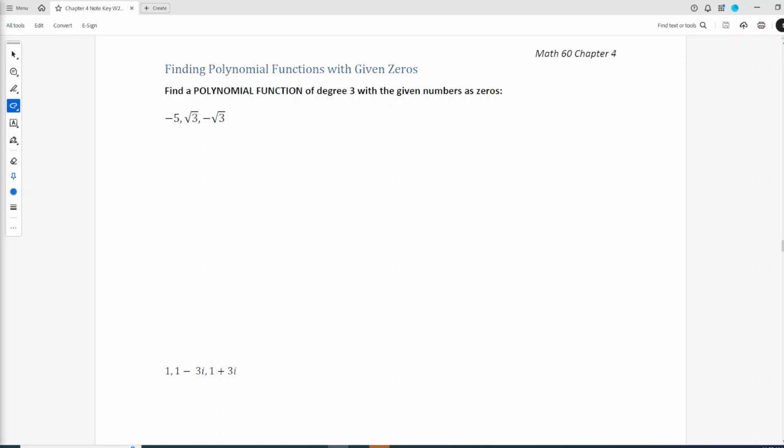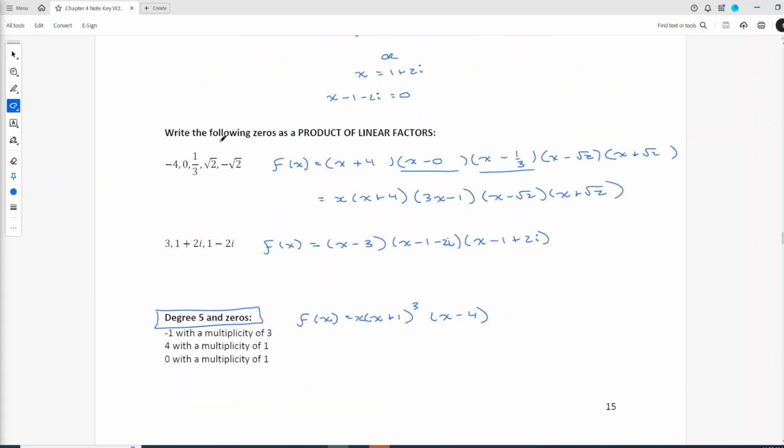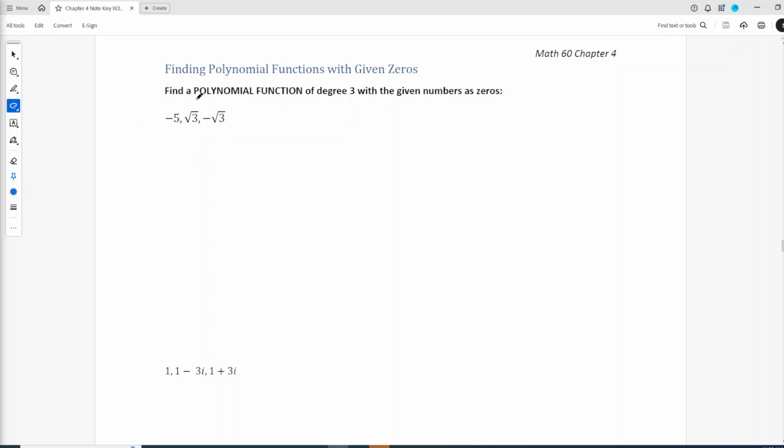This next video is only a small extension on what we just did. So we are going to be taking these zeros and writing them as a product of linear factors, but the question won't say write it as a product of linear factors. So I just really want to point out, if you look at this question, it says write the following zeros as a product of linear factors, whereas down here the question says find a polynomial function of degree 3 with the given numbers as zeros. What that means is that you're not allowed to leave it as a product. You have to actually multiply through.